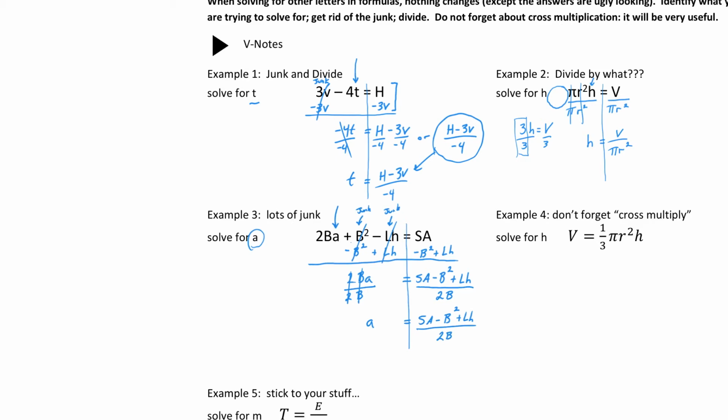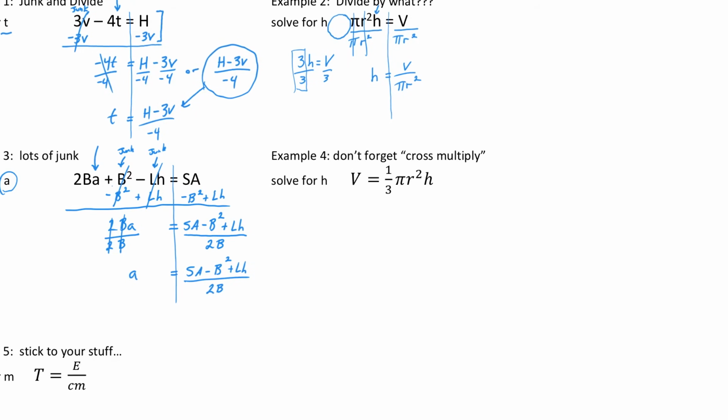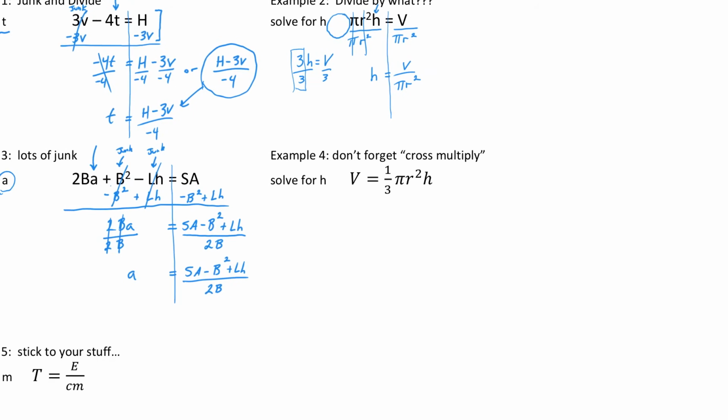Okay, let's go back, take a look at example 4. Okay, let's stick with our rules. Draw the wall. We're supposed to solve for h. Now this is where it gets a little crazy. As soon as I see this fraction, I know that something's up.